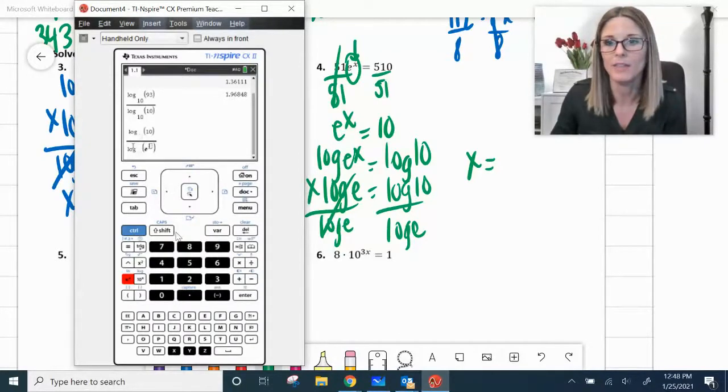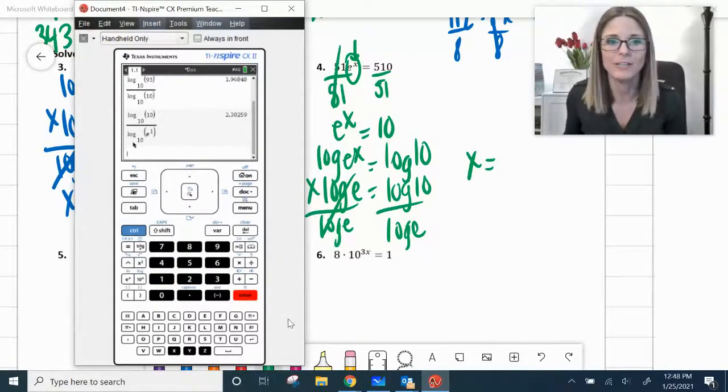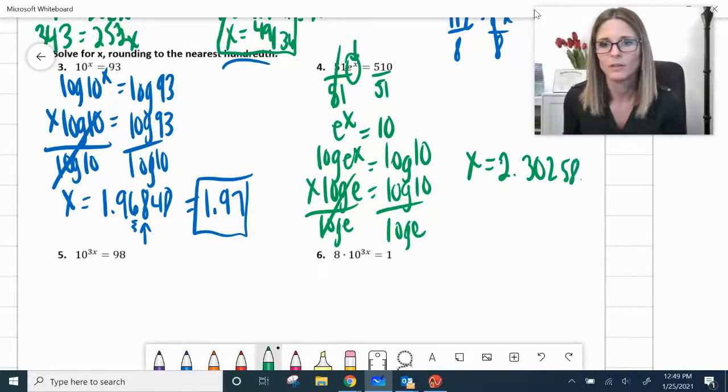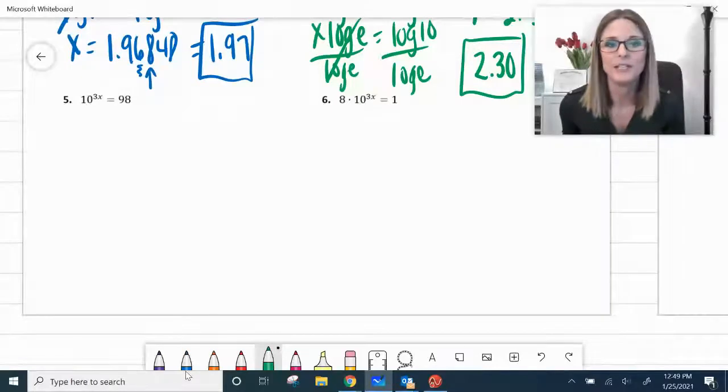If I don't put an exponent there, I just want e to the first. I don't really need anything else. And enter. 2.30259. It looks like my calculator actually rounded a little bit there. So round to the nearest hundredth. So I'm going to look at the 2. The 2 says rest. 2.30.